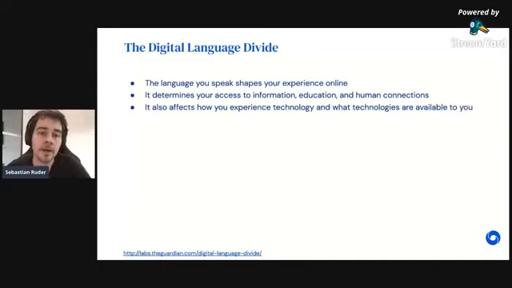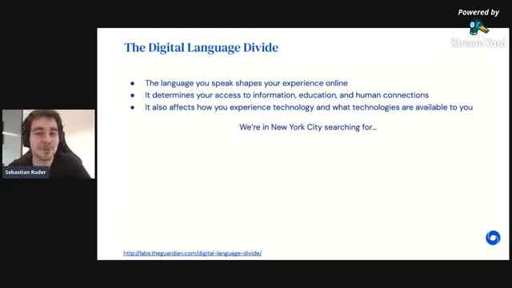And similarly, as machine learning and natural language processing permeates society more and more, and as many more people will rely on using these technologies in their everyday lives, a similar divide extends also on the technological level.